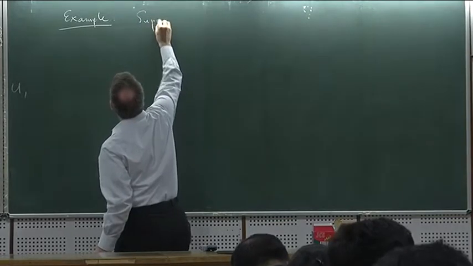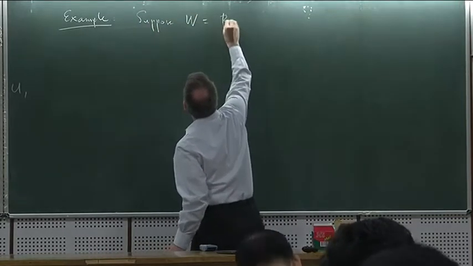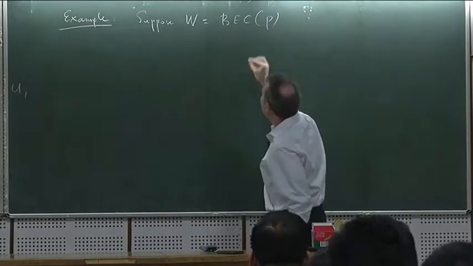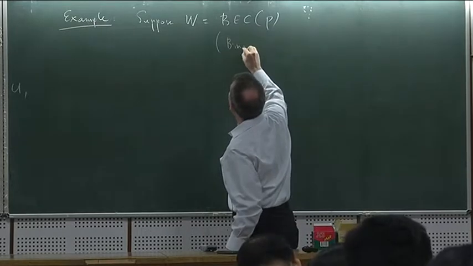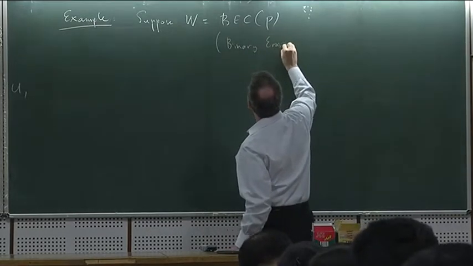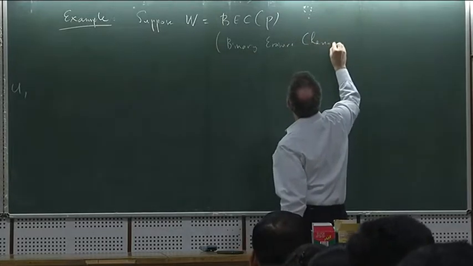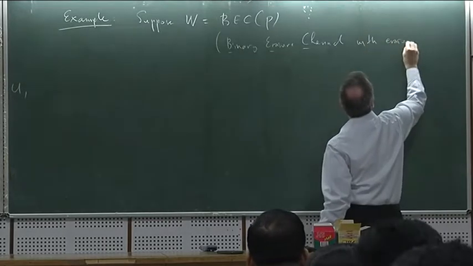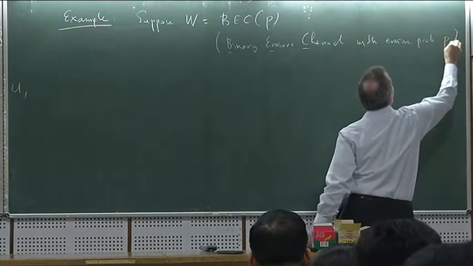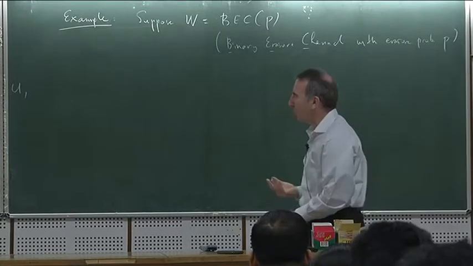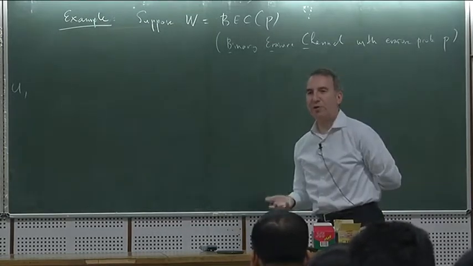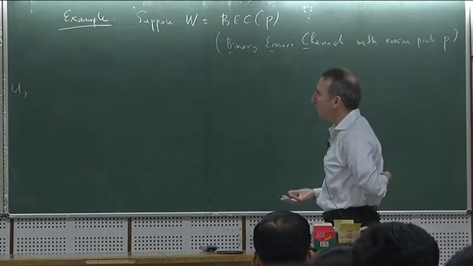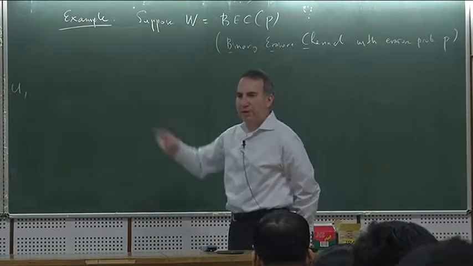suppose W is a binary erasure channel, with erasure probability P. Okay? All right. Let us now try to see what kind of W minus and W plus we get. So let's take a look at W minus first.